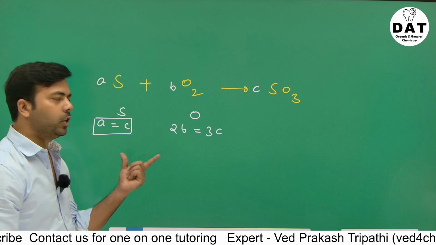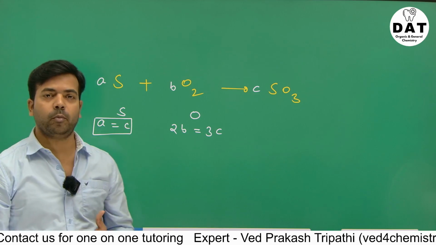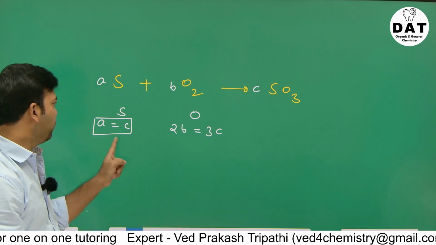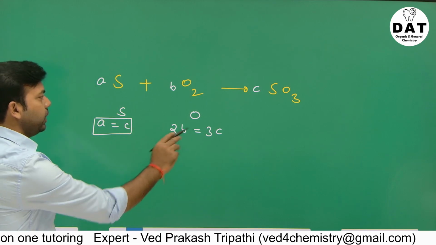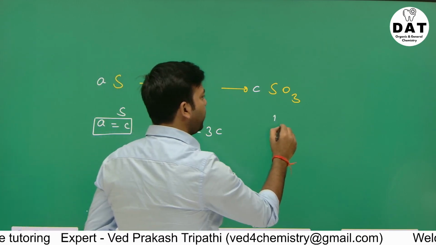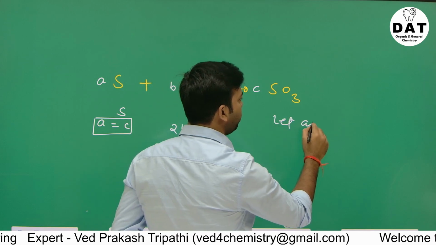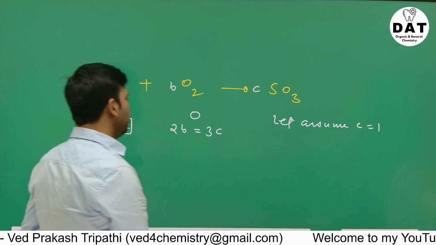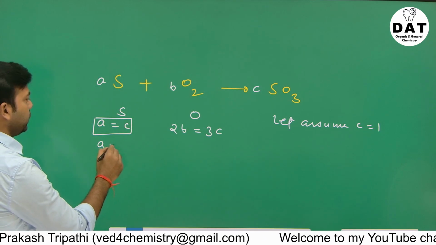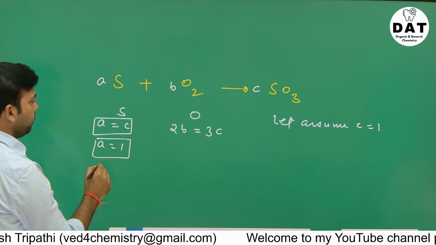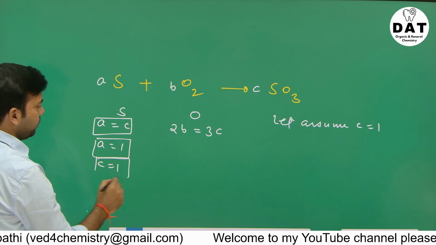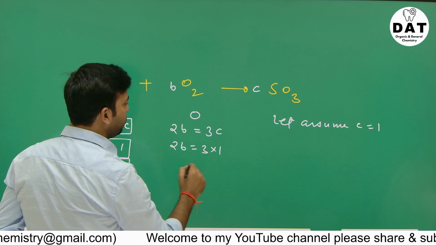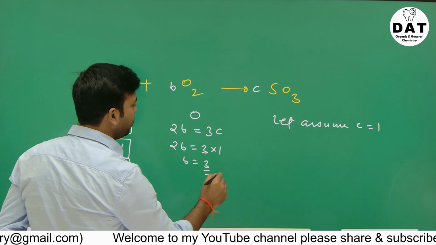So once we have an equation, then look at the common factor. Common means which is present in both equations or most of the equations. So here we have C here as well as here. So the common one we can assume as 1. So let's assume C is equal to 1. So if C is 1, it means A is 1 as well. Clear? So in this case 2B is equal to 3 into 1. So B is equal to 3 by 2.